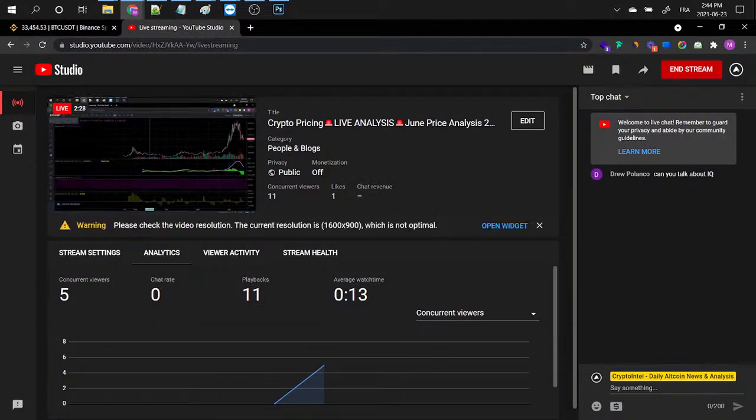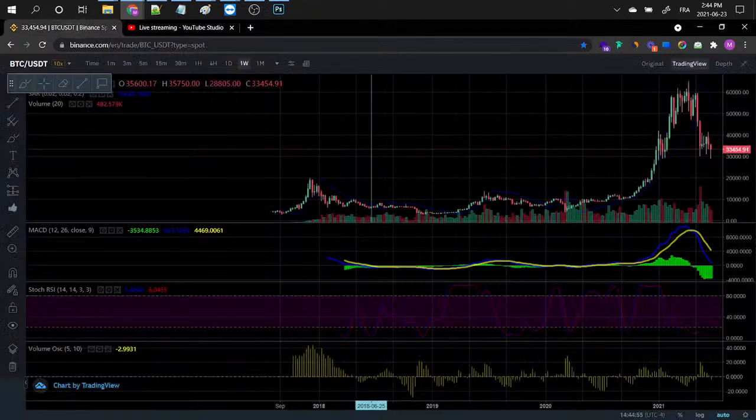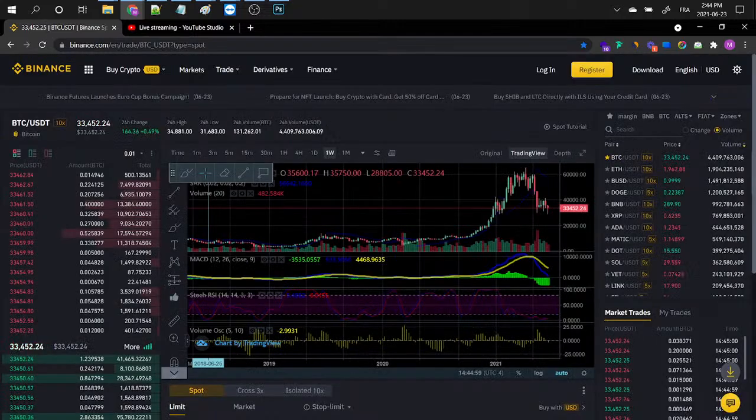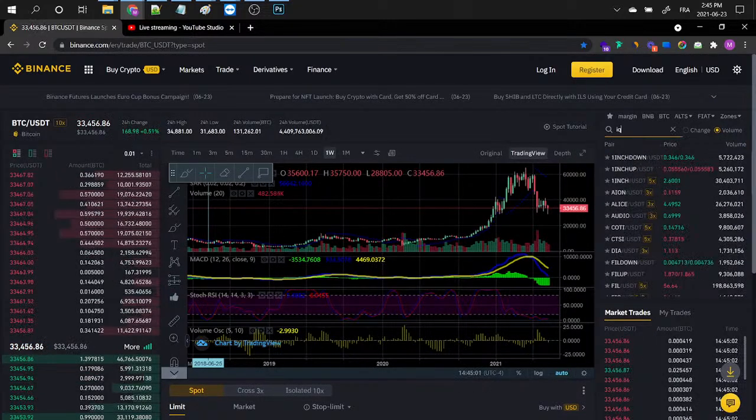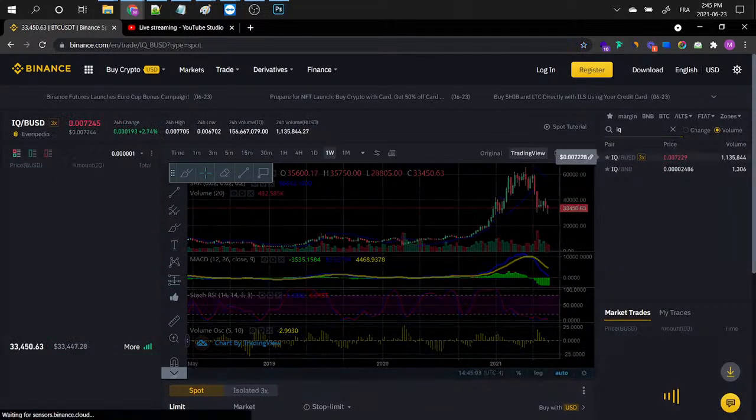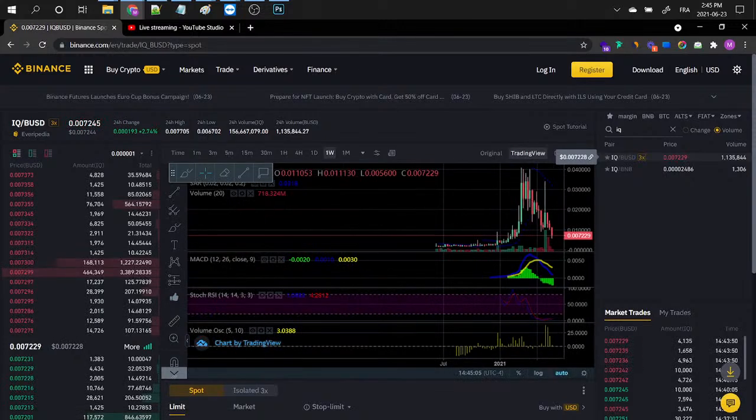So let's see here. Can you talk about the IQ? Well, first question from Drew. Let's have a look at the IQ. So let me just zoom out a little bit here and let's have a look at the IQ. All right, so this IQ is being traded with the BUSD, which is the Binance USD for those of you that do not know what it is. It's basically the same thing as Tether, but it's Binance's.